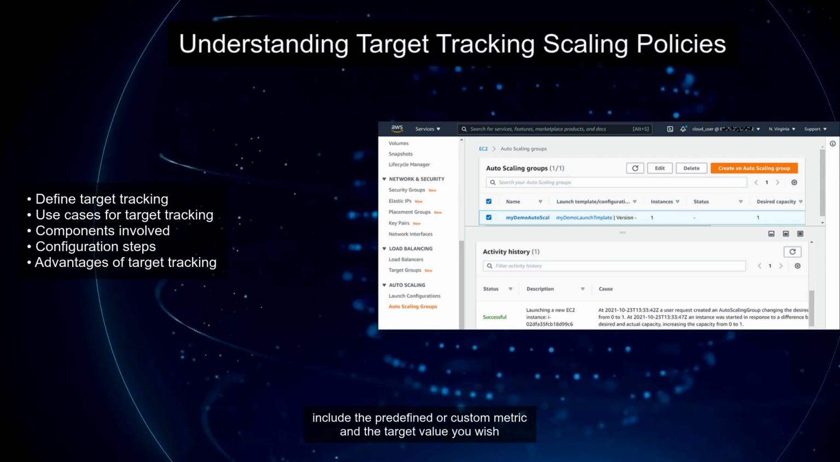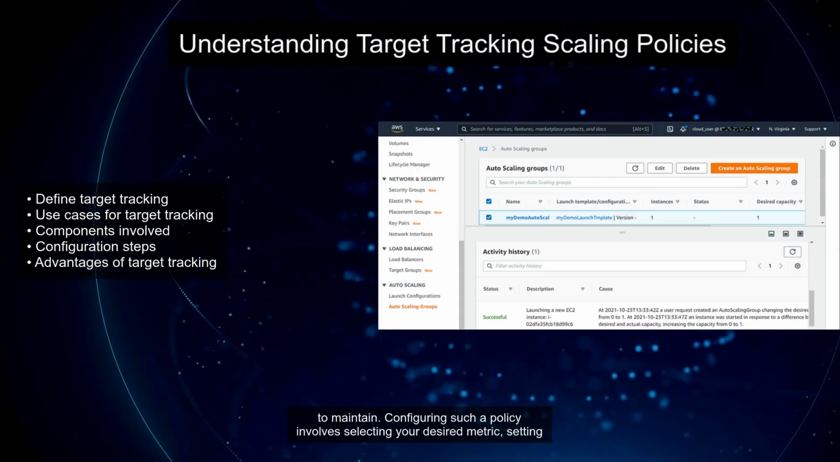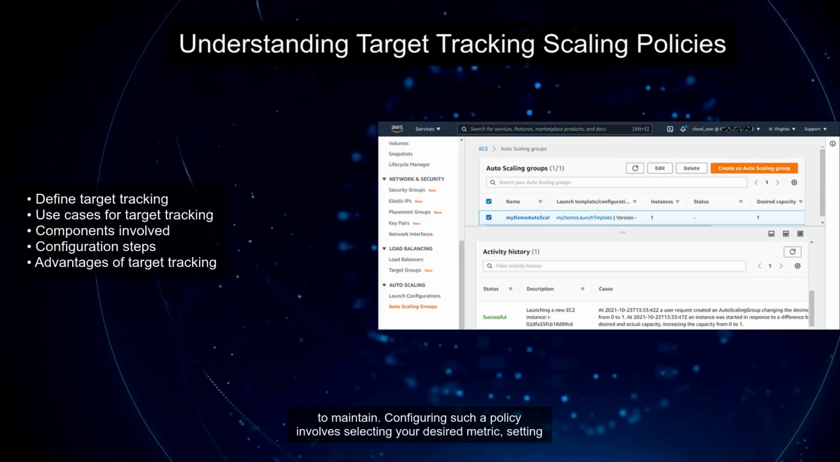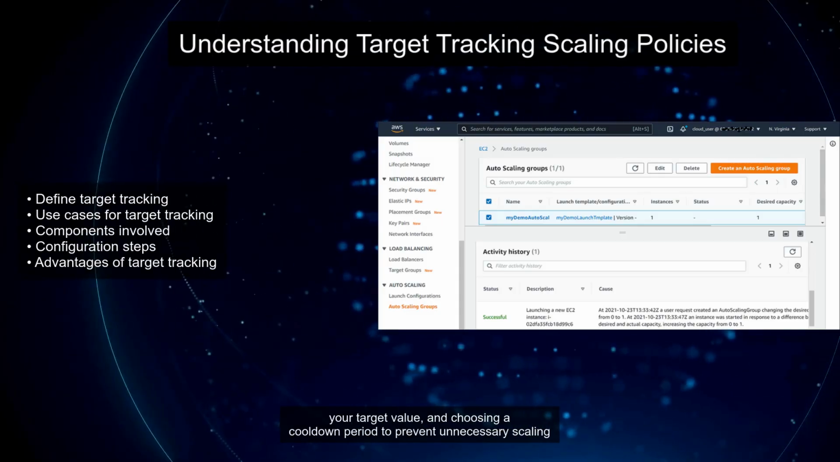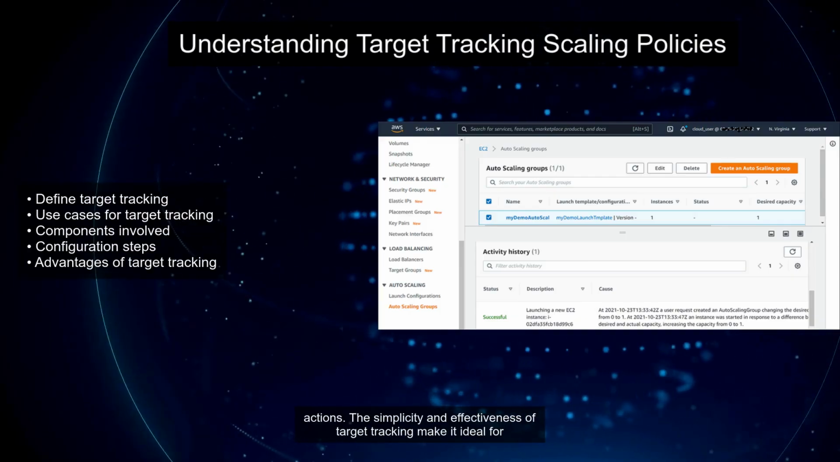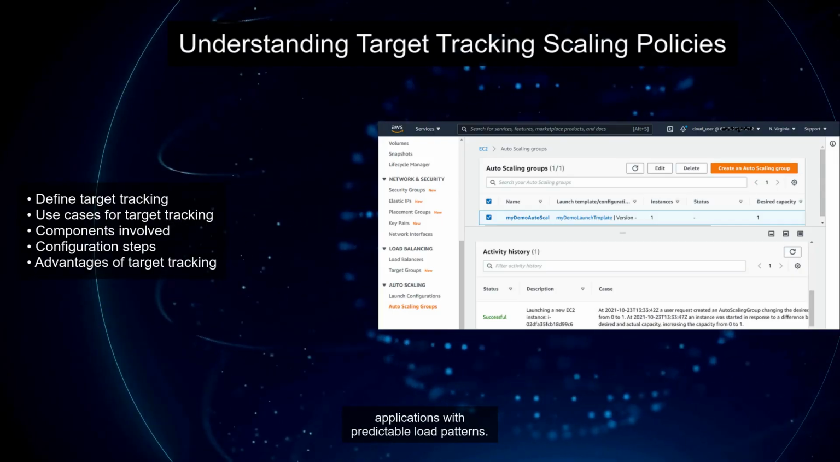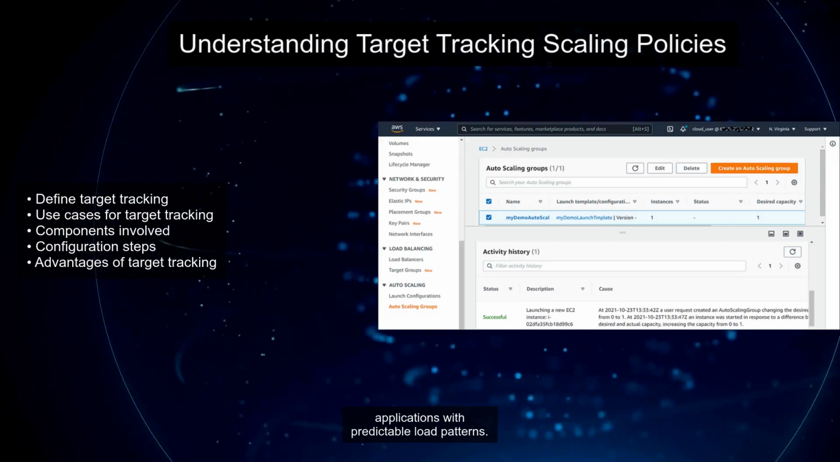The primary components of a target tracking policy include the predefined or custom metric and the target value you wish to maintain. Configuring such a policy involves selecting your desired metric, setting your target value, and choosing a cooldown period to prevent unnecessary scaling actions. The simplicity and effectiveness of target tracking make it ideal for applications with predictable load patterns.